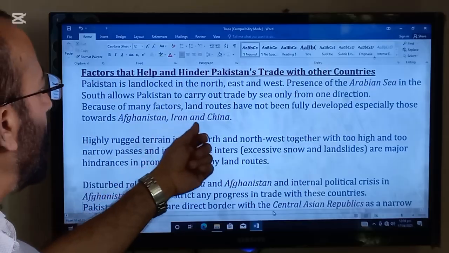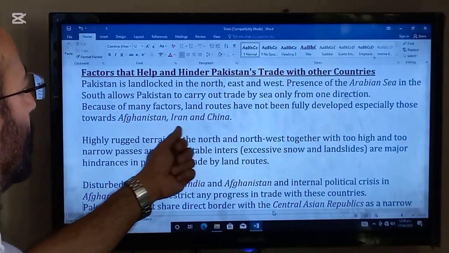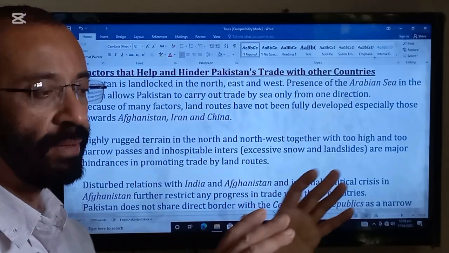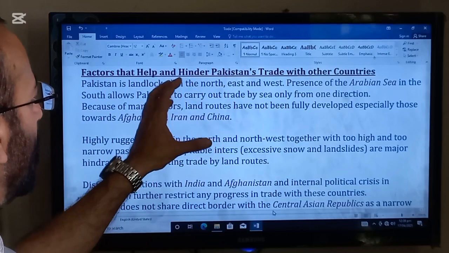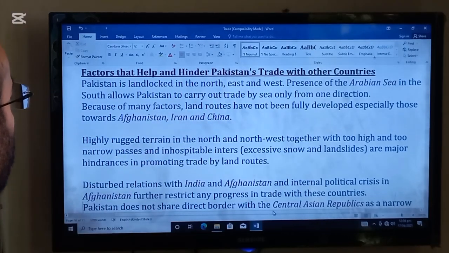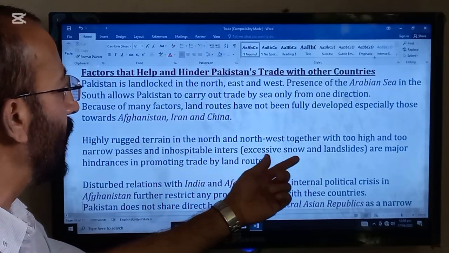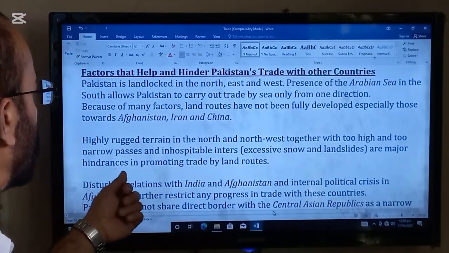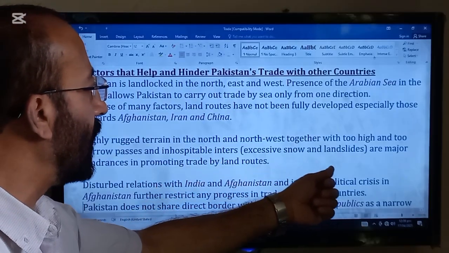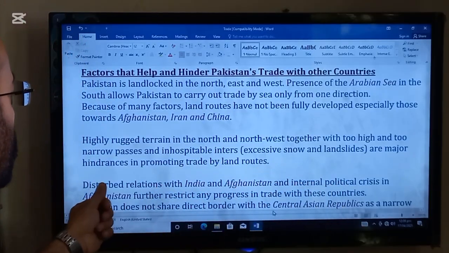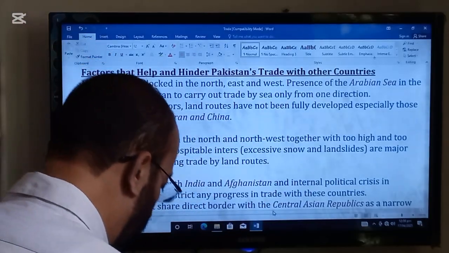Because of many factors, land routes have not been fully developed, especially those towards Afghanistan, Iran and China. So towards three sides we do not have good infrastructure. So these are the points which are hindering Pakistan's trade with the other countries. Highly rugged terrain in the north and northwest, together with too high and too narrow passes and inhospitable winters, excessive snow and landslides are major hindrances in promoting trade by land routes. So this is another negative point.